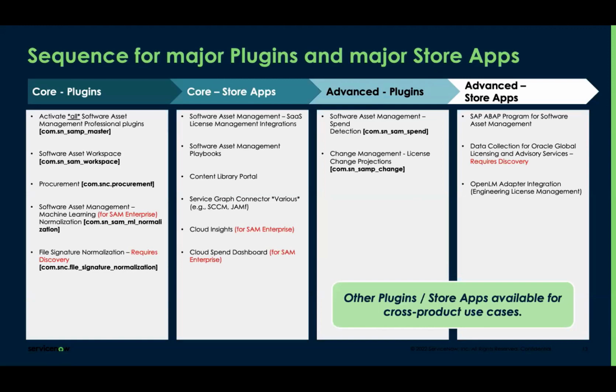And I noticed, Akash, that you have core on one side and advanced. Can you tell us a little bit about that? Why are these grouped in that way?